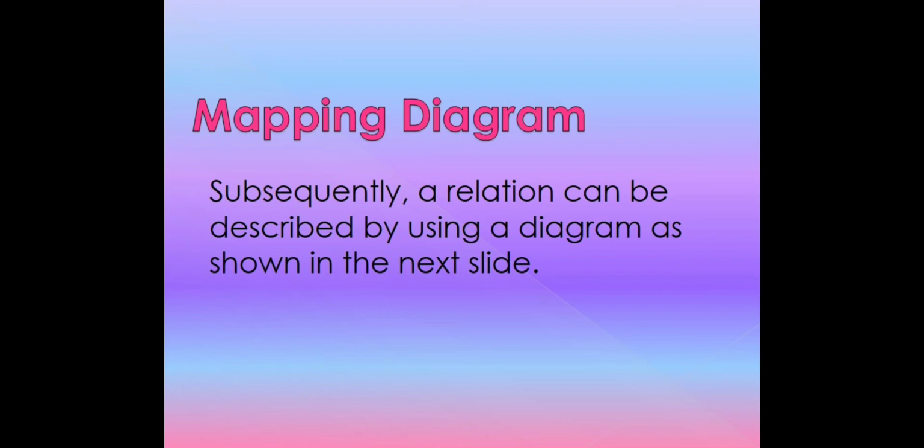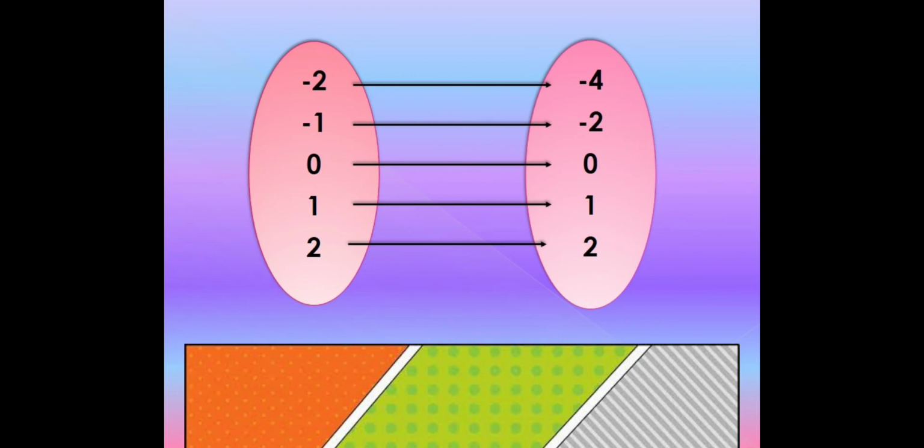Subsequently, a relation can be described by using a diagram as shown in the next slide. And this is a mapping diagram. As you can see, our domain, or our x, is in the first oval and it is mapped to the second oval, or the range. So we have -2 is mapped to -4. -1 is mapped to -2. 0 is mapped to 0. 1 is mapped to 1 and 2 is mapped to 2. We are using arrows to represent that the domain is mapped to the range.